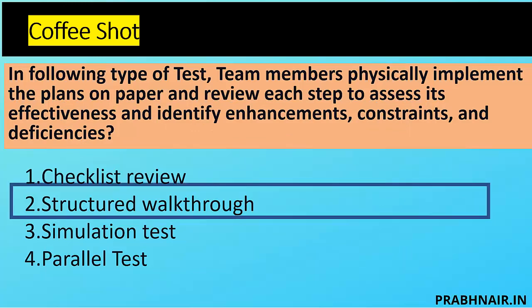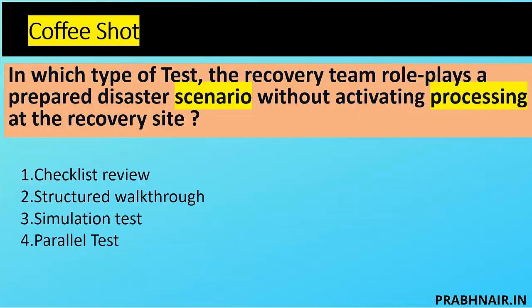Is it clear? So structure walkthrough is something we can basically plan. Now, next question is: in which type of test do the recovery team role play a prepared disaster scenario without activating processing at the recovery site? Definitely it is better than checklist and structure walkthrough. So we are left with simulation and parallel.